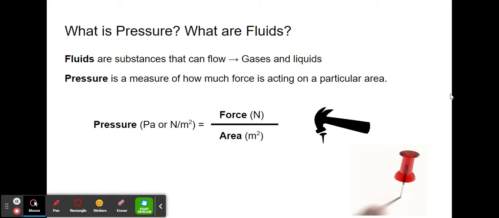So we think about some examples where pressure might be found. We can think of a hammer being used to hit a nail, and we can think of pushing a push pin into a board. So there's a force being applied over a particular area, and therefore we have pressure.